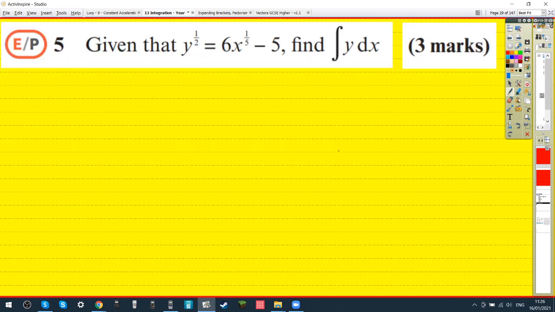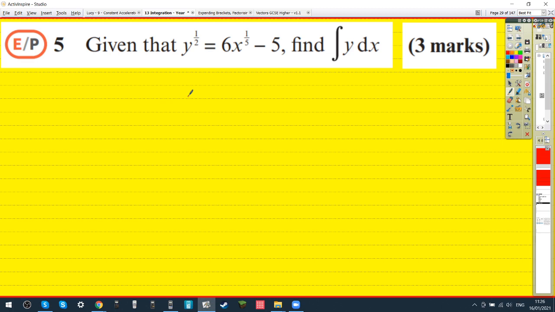Okay, what on earth is this about? We have to integrate this thing. Do we want to get rid of the power of a half on y first? Correct. So can we square root both sides? So the power of a half is square root, isn't it? Oh, right. No, it isn't. Yes, it is. So you can square it.